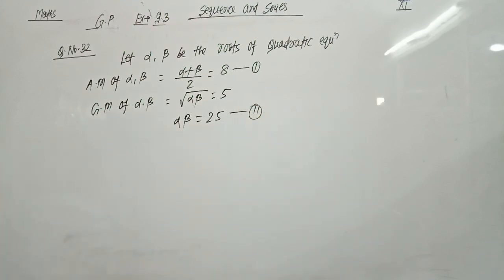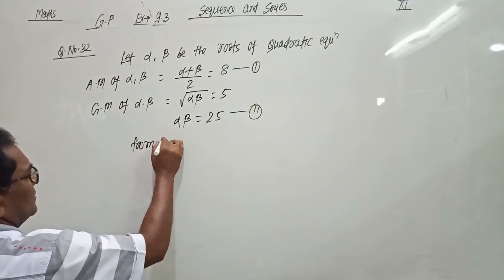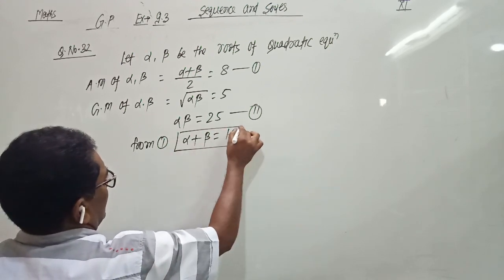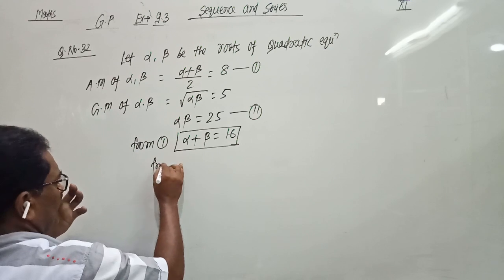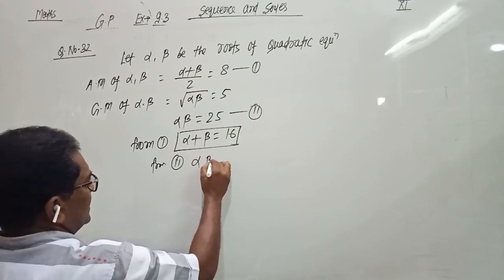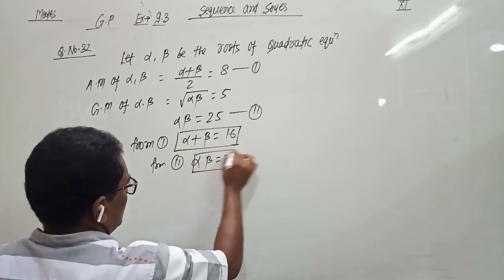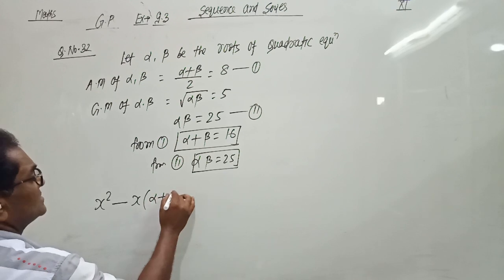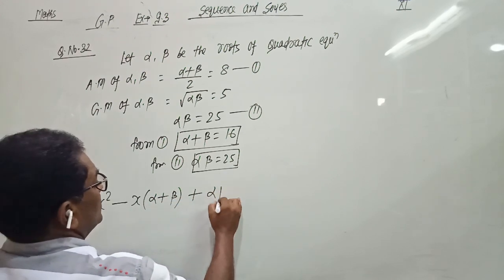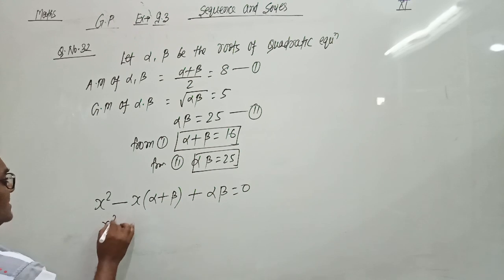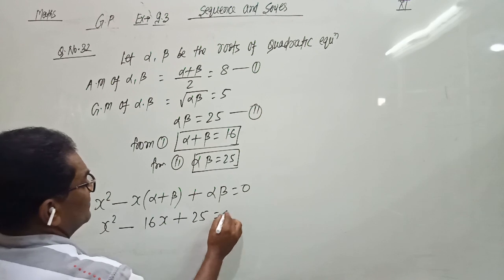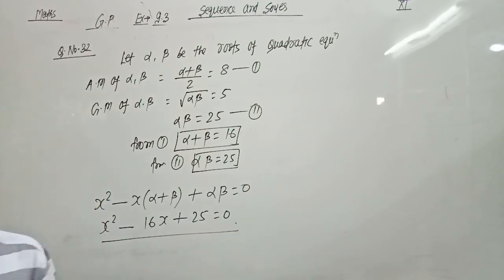Then obtain the quadratic equation. So from first we get alpha plus beta equals to 16, and from second alpha into beta equals to 25. We have to form a quadratic equation. The quadratic equation is x square minus x, sum of roots plus product of roots equals to 0. x square minus the value of alpha plus beta is 16 x plus the value of alpha into beta is 25 equals to 0. So this is the quadratic equation.